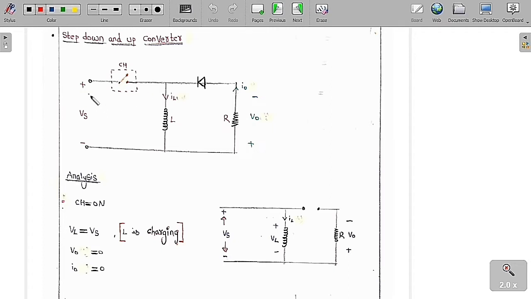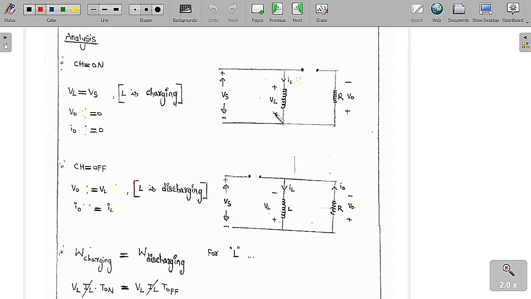Basically this is the supply voltage Vs, and the output voltage. See, the output voltage polarity is now reversed. It is minus V0, and the output current I0 is in the downward direction, which we need to always remember. This is the inductor L, and the current in the inductor is IL. With the help of this, now we are going to analyze the circuit when the chopper is on and also when the chopper is off.